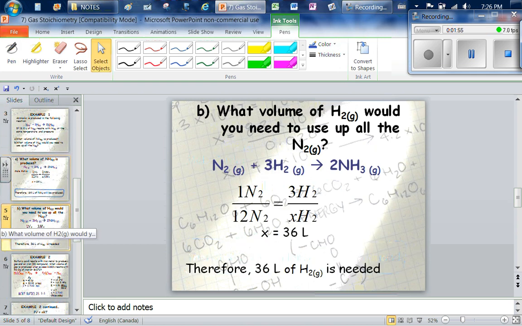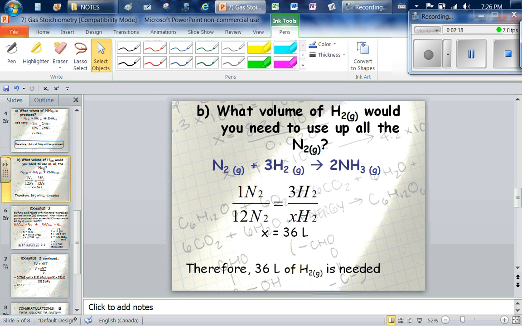What volume of hydrogen would you need to use up all of the nitrogen? Well, you would need 3 hydrogen for every 1 nitrogen. So if you have 12 liters of nitrogen, how many of hydrogen would you need? 12 times 3 is 36. So you would need 36 liters of hydrogen. That should be very basic. You're just looking at ratios in the chemical equation itself: 12 times 1, 12 times 3 and 12 times 2 is how many you would need if you had 12 nitrogen.